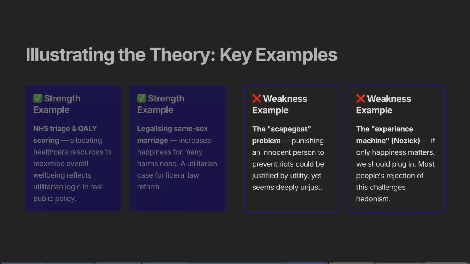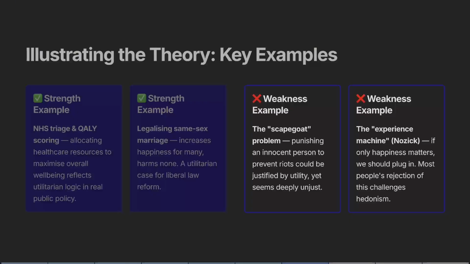We can think about the NHS here. We can think about the scoring that is used to allocate healthcare resources to maximize overall well-being. That's utilitarian logic in public policy. We can think about the legalization of same-sex marriage. It increases happiness for many, and it doesn't seem to harm anyone in particular. And so for liberal law reform, utilitarianism has been used.